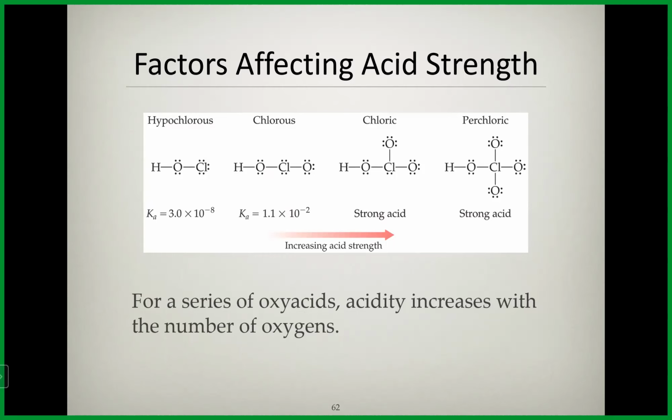And that's why when we look at something like perchloric acid, HClO4, all the way on the right-hand side, that's going to be a very strong acid. Chloric acid, where we've lost one of those oxygens, is also going to be a very strong acid. But chlorous and hypochlorous acid are not going to have quite the electron density being pulled to the right there. So we're not going to have that hydrogen ion as readily dissociated. We're not going to have it be as strong of an acid. And that's why we see the Ka values there get smaller toward the left-hand side.